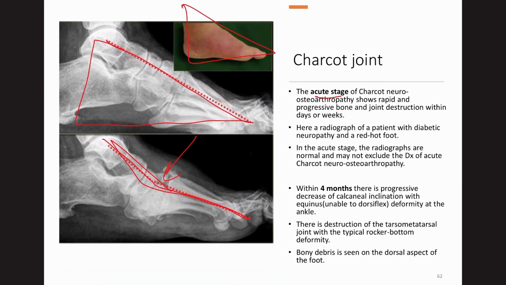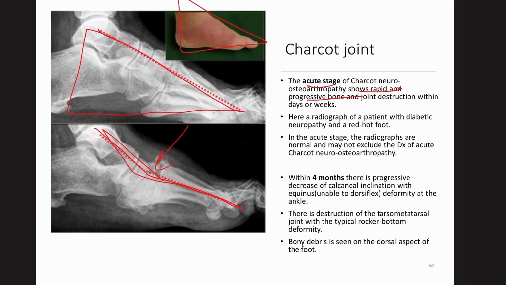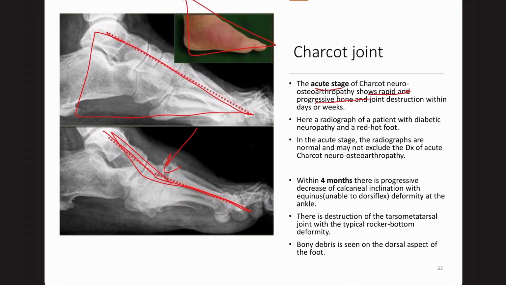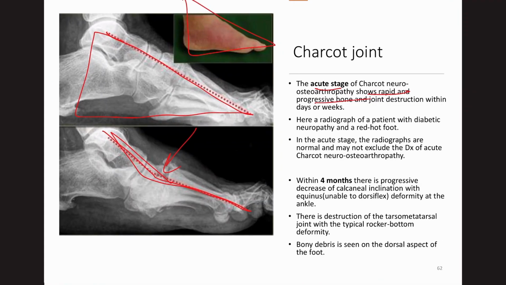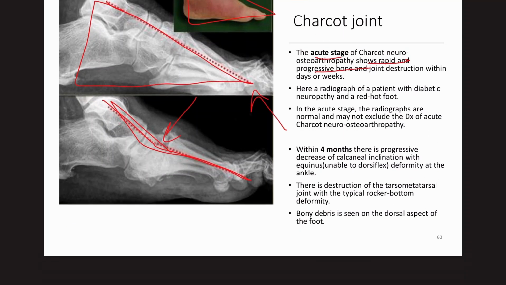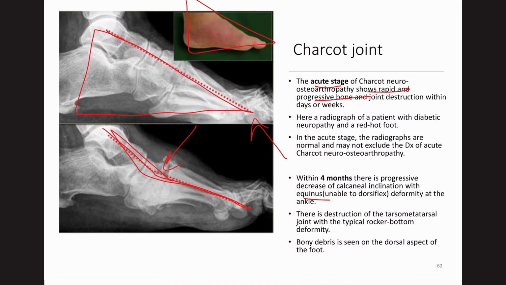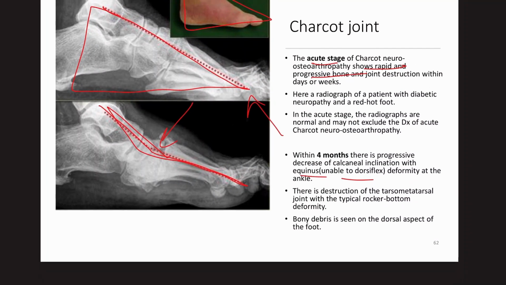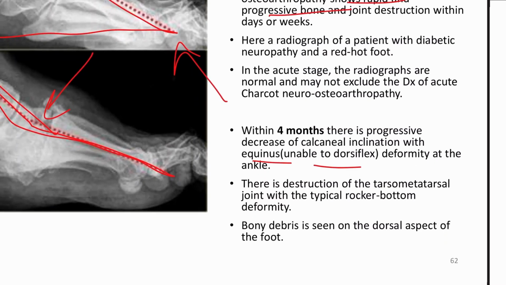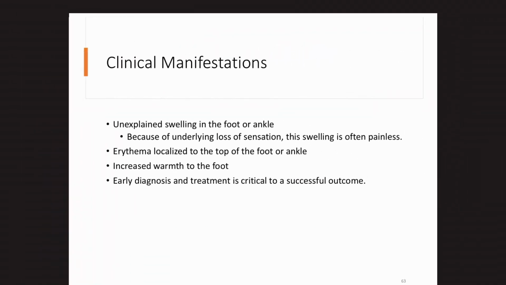Acute stages: rapid progressive bone and joint destruction within days or weeks. In the acute stage, radiographs are normal. Within 4 months, this is 4 months later, there is decreased calcaneal inclination with equinus, unable to dorsiflex, and deformity at the ankle. Bony debris is thrown in there. So basically your foot turns into a triangle.